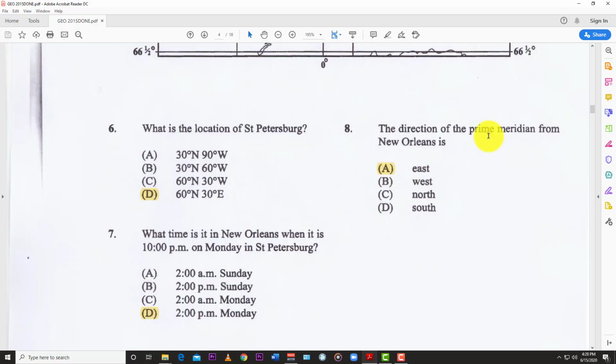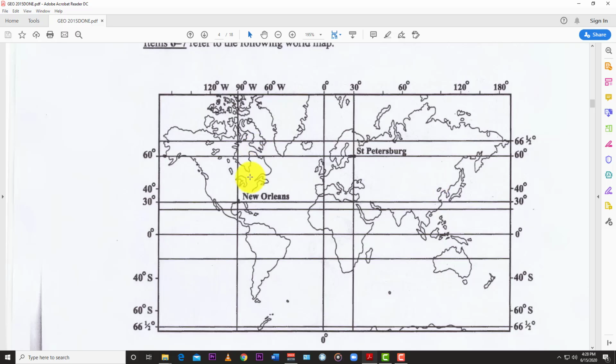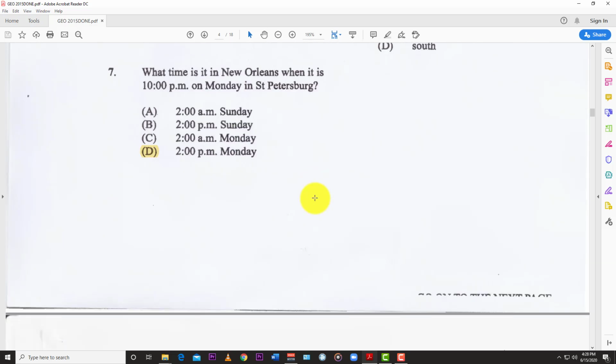All right, number 8, the direction of the prime meridian from New Orleans is, answer is A, east. So you have New Orleans, the prime meridian right here, and so you're looking at from New Orleans, it would be, of course, east. Going this way is east.